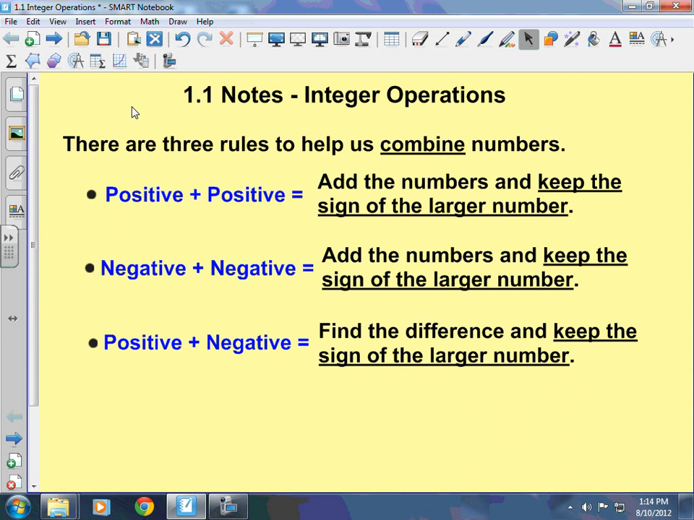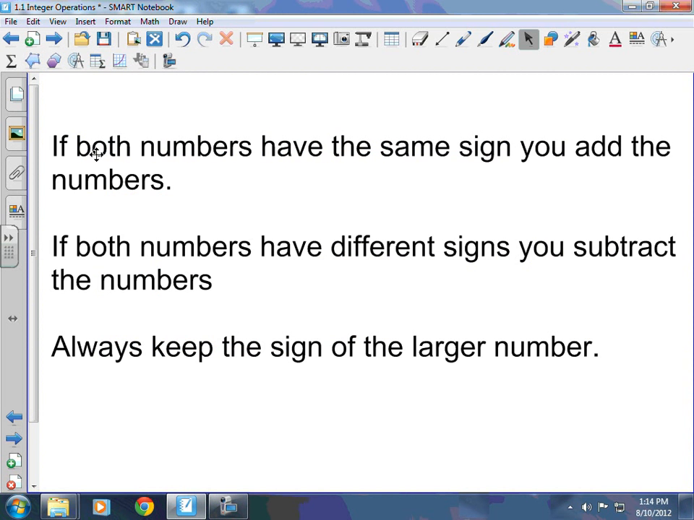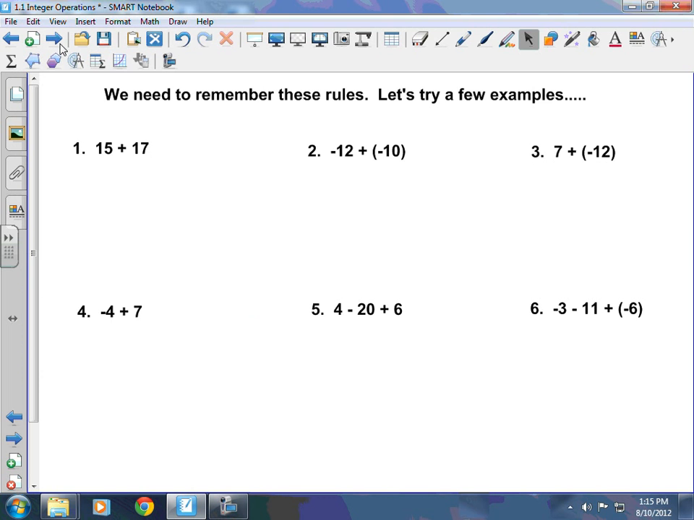I would prefer that you would please, on a separate sheet of paper or somewhere in your notes section, copy these rules down. If both the numbers have the same sign, you add the numbers. If both the numbers have different signs, you subtract the numbers, and you always keep the sign of the larger number. If you need to pause the video to write this down, please do so. Okay, let's look at what this means.